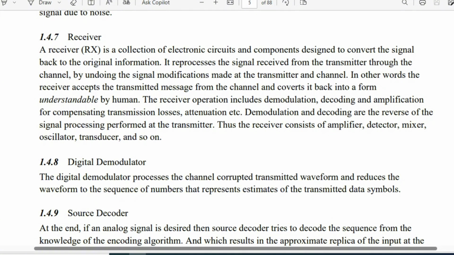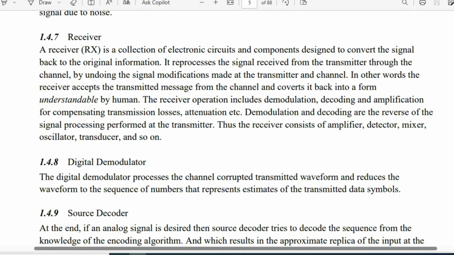The receiver operations include demodulation, decoding, amplification for compensating transmission losses, attenuation, etc. The wizard uses special spells to break down the magical language, that is demodulation, decode it, and make it stronger and clearer, which is amplification. Demodulation and decoding are the reverse of the signal processing performed at the transmitter. These spells are the opposite of what was done when the message was first sent, like reversing a transformation spell.